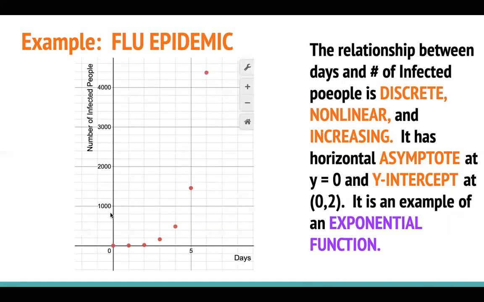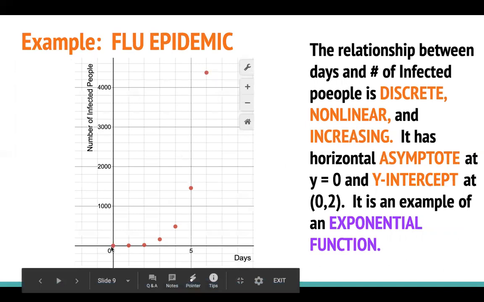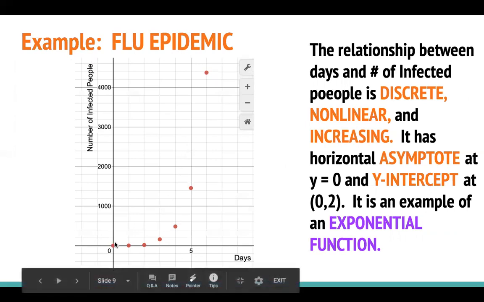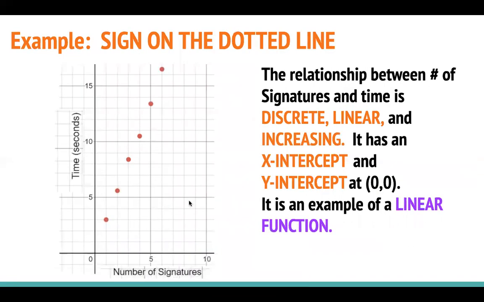The flu epidemic, it was multiplying. It started with 2 people, and then 6, and then 18, and then 54, so it is multiplying by 3. This is discrete because it's dots. It is nonlinear because it's curvy. It's increasing because it's only going up. And it has a horizontal asymptote at y equals 0 and a y-intercept at (0, 2). It's an example of an exponential function.